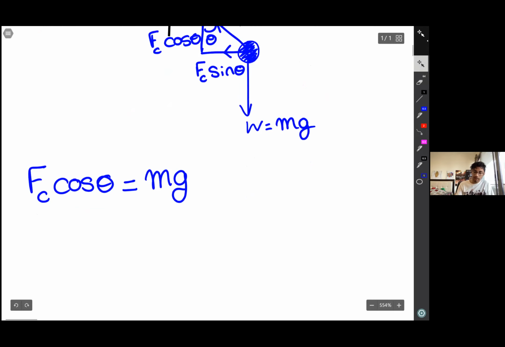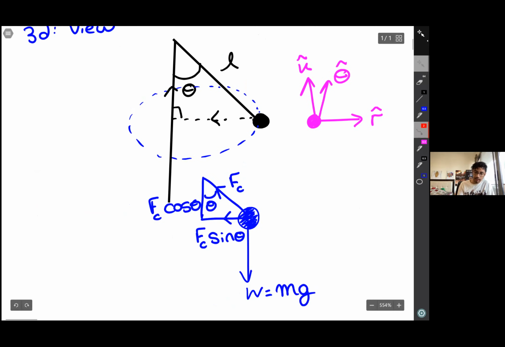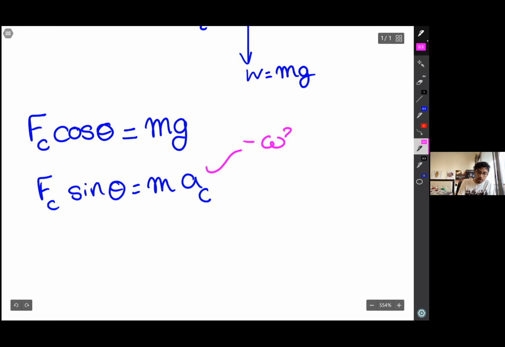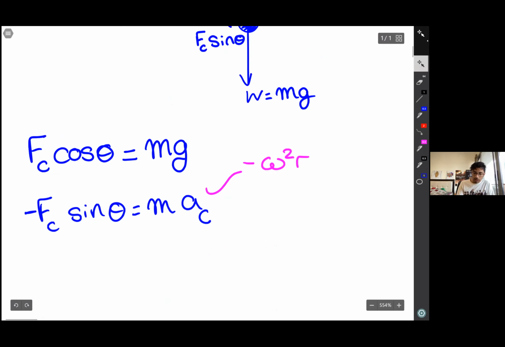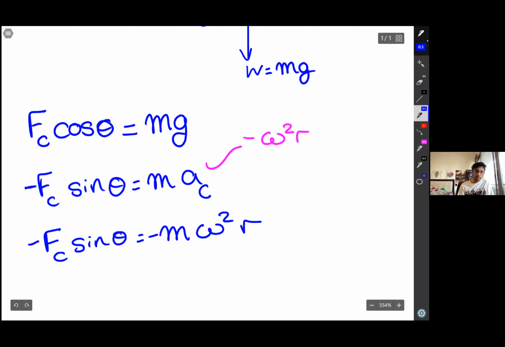Okay, what else have we got? Well, we've got a centripetal force acting towards the center, which is this force over here, Fc sine theta. Fc sine theta will equal the centripetal acceleration times our mass, m a_c. Now, what is a_c? Let's remind ourselves that it's equal to negative omega squared r. I forgot to say that since this is the negative r hat direction, this will be negative. So let us substitute negative omega squared r into a_c. We'll get that negative Fc sine theta is equal to mass times negative omega squared r.